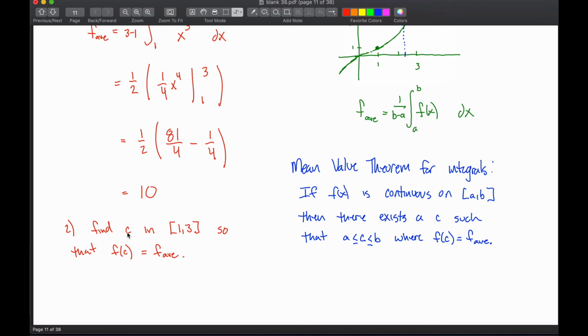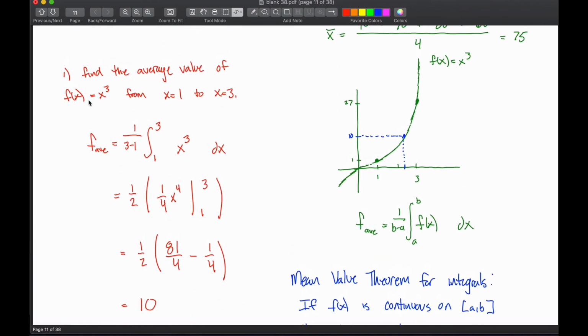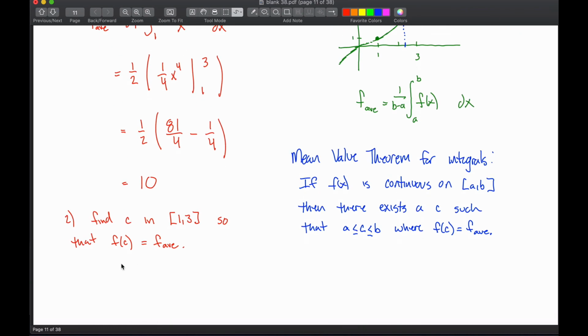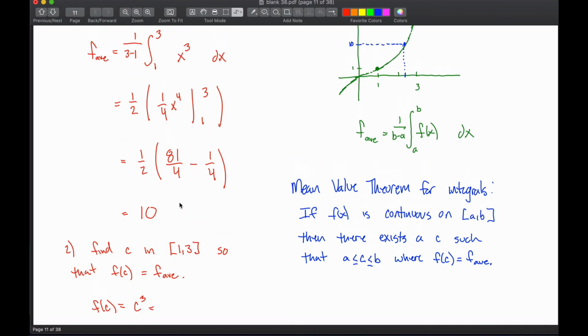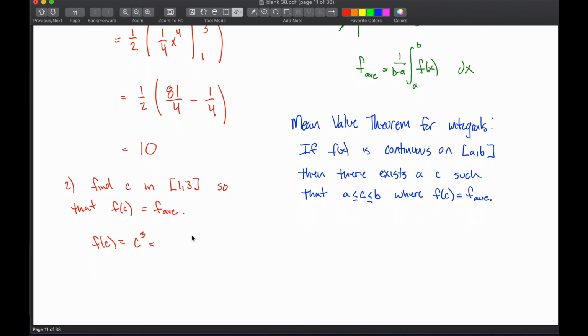Well, I've got to figure out what c is equal to, so that if I put c into this function f of x equals x cubed, what happens? f of c would be equal to c cubed. And I'm trying to figure out what c would have to be in order for that to be equal to f average. Well, f average is something I calculated a minute ago to be 10. So all I have to do is solve for c so that c cubed is equal to 10. How do you solve this equation? We just take the cube root of both sides, and you get that c is the cube root of 10.